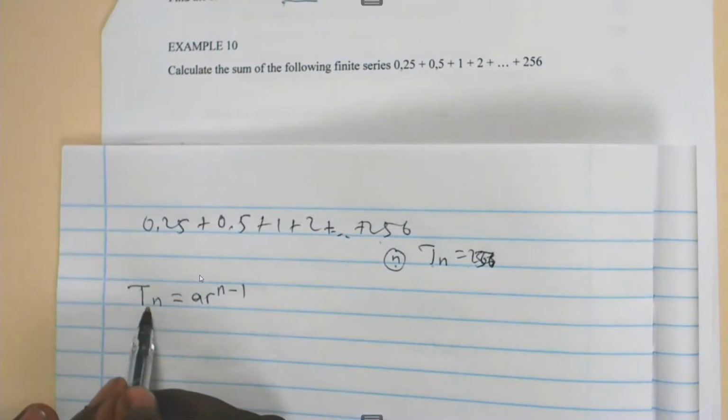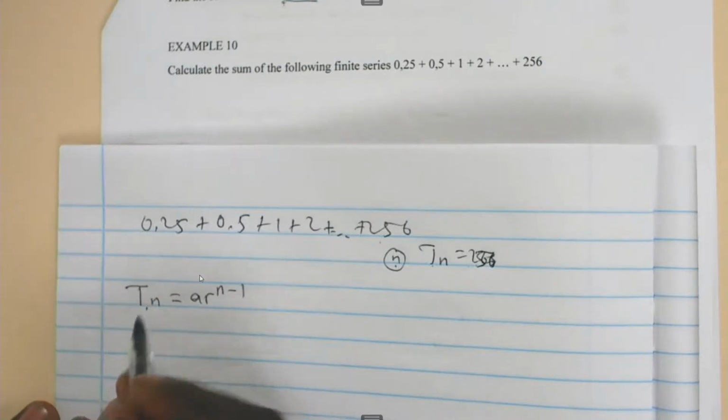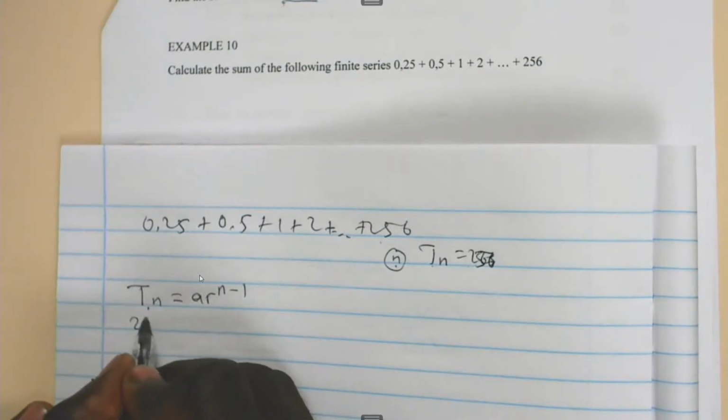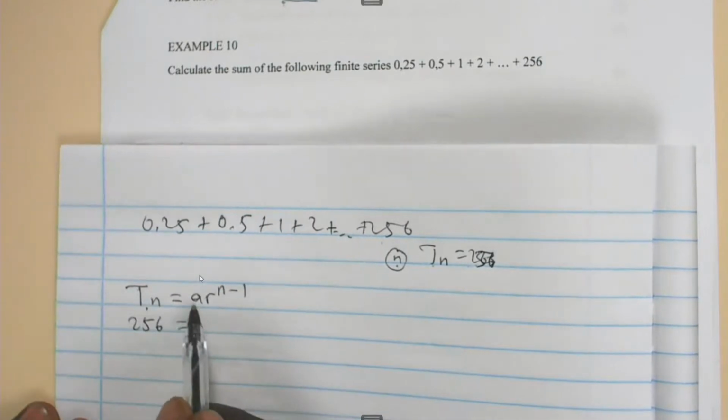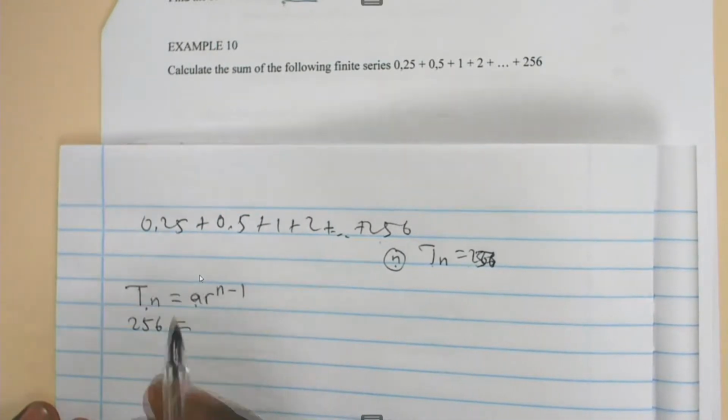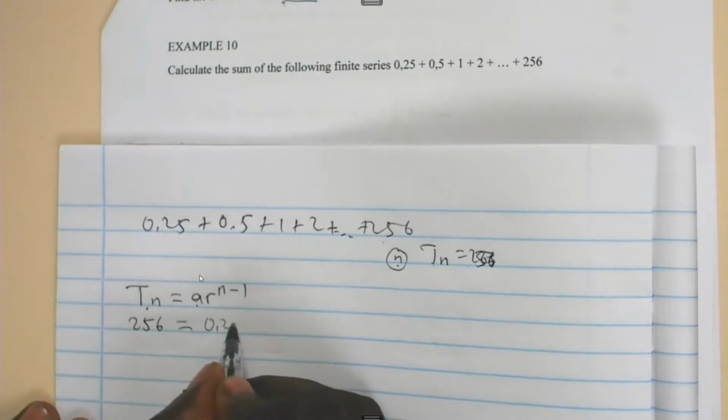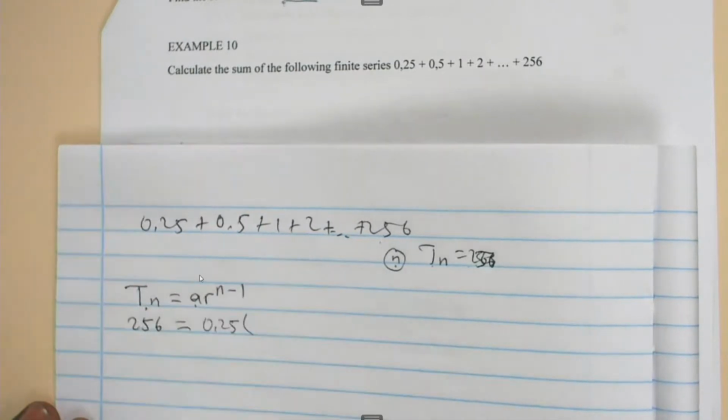Tn, we have the term value. The term value is 256. That is equal to a, the first term, which is 0,25, multiplied by r. How do we find the ratio?